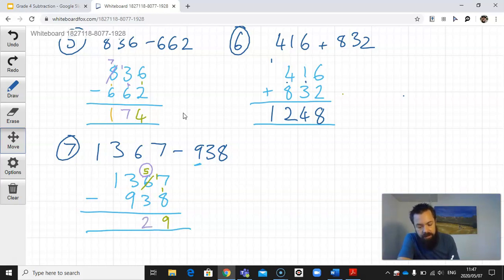Looking at my hundreds, I'm trying to go 3 minus 9. I can't do that. I'm going to have to go to my thousands. The thousands group is going to lend me all of him, so he's going to have none left. And this is now going to be 13. So 13 minus 9 is 4. I have nothing in the thousands column, so it's like nothing over there.